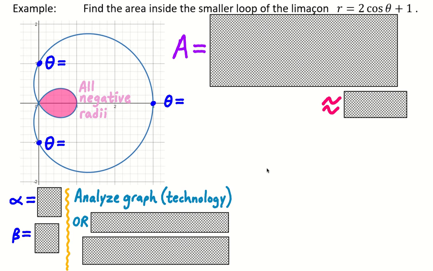Then there's this, okay? This could potentially throw you for a loop. Read this over. Find the area inside the smaller loop of this limacon. So right here, this is obviously theta equals 0.